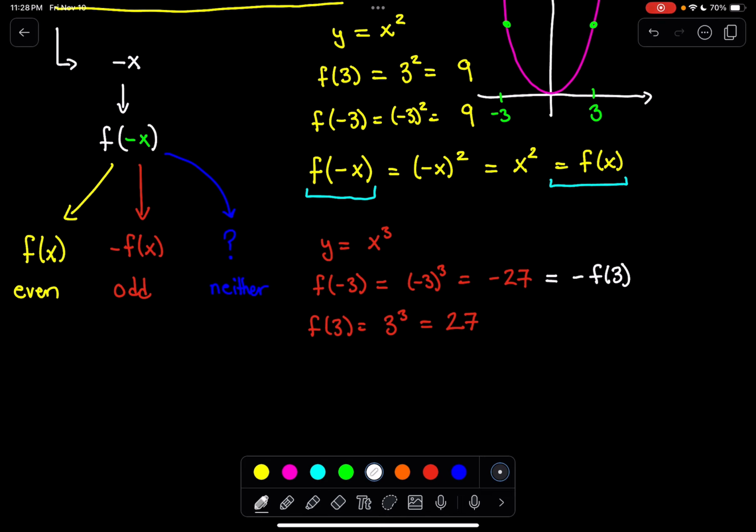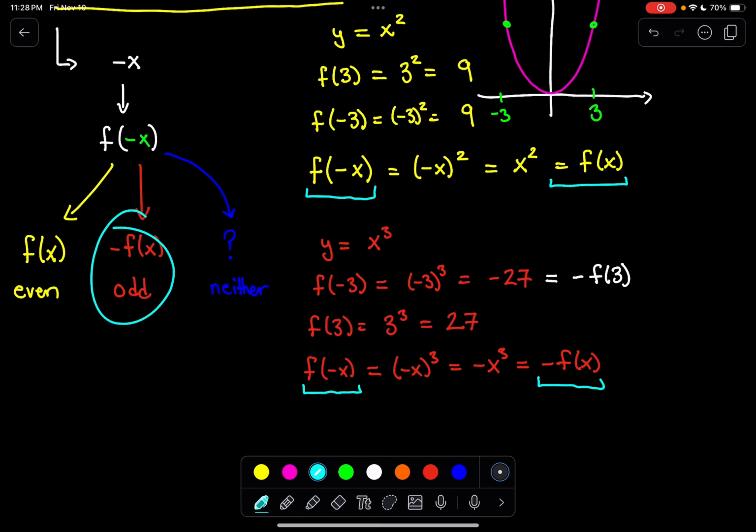But again, we want to show this a little more rigorously. So we want to test, if I put in negative x into my function, what do I get out? I'll get negative x cubed, which is, of course, negative of what I would get if I just put in x in the first place. So again, we have this nice equality that if I put in negative x, I get out negative f of x. So it falls into the second category here, and this is an odd function.